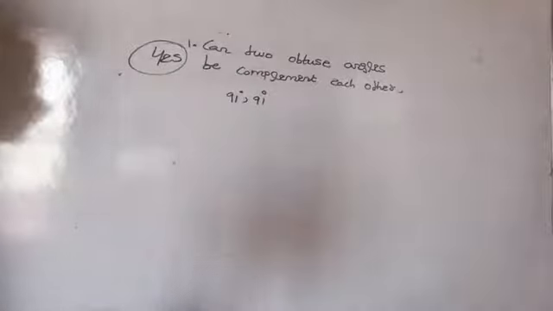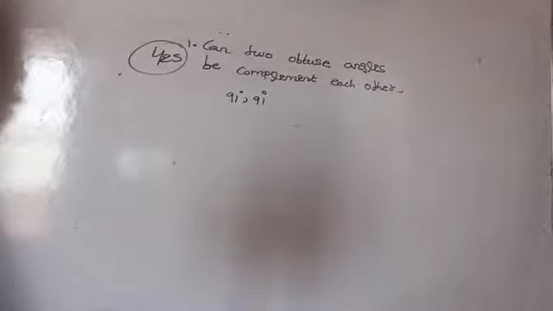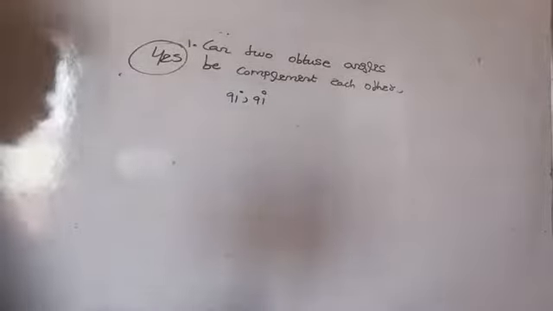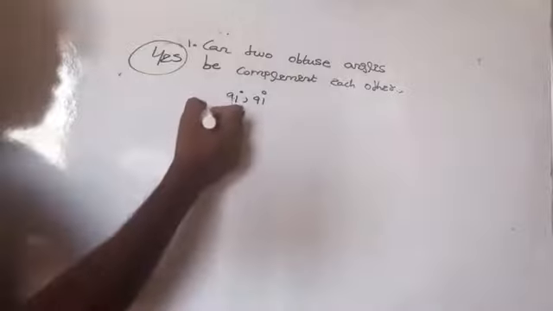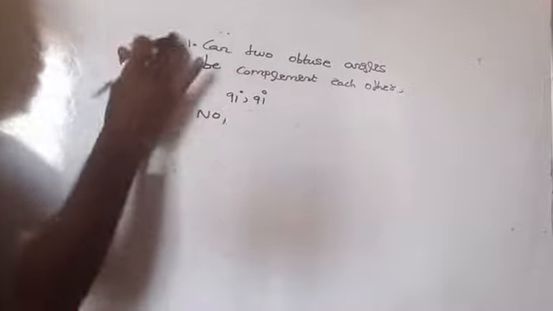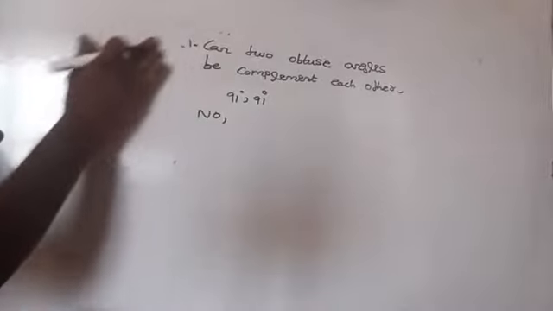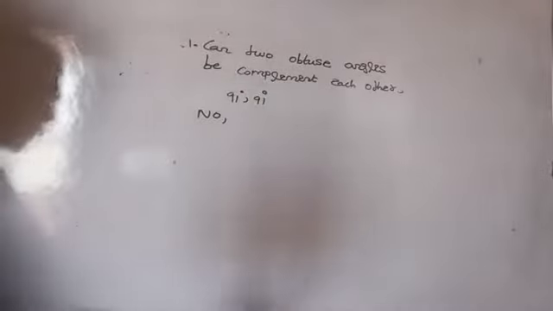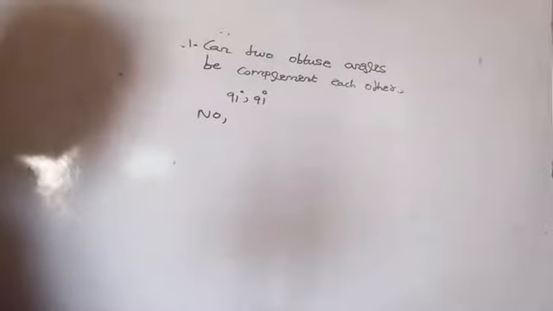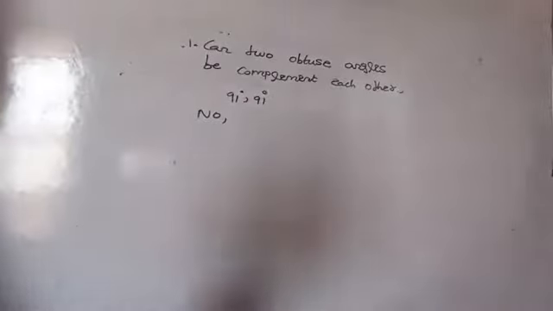Right? 91 plus 91 is what? 182 degree. So it is not possible to have two obtuse angles be complement to each other. It is not possible. When can two obtuse angles be complement to each other? No.